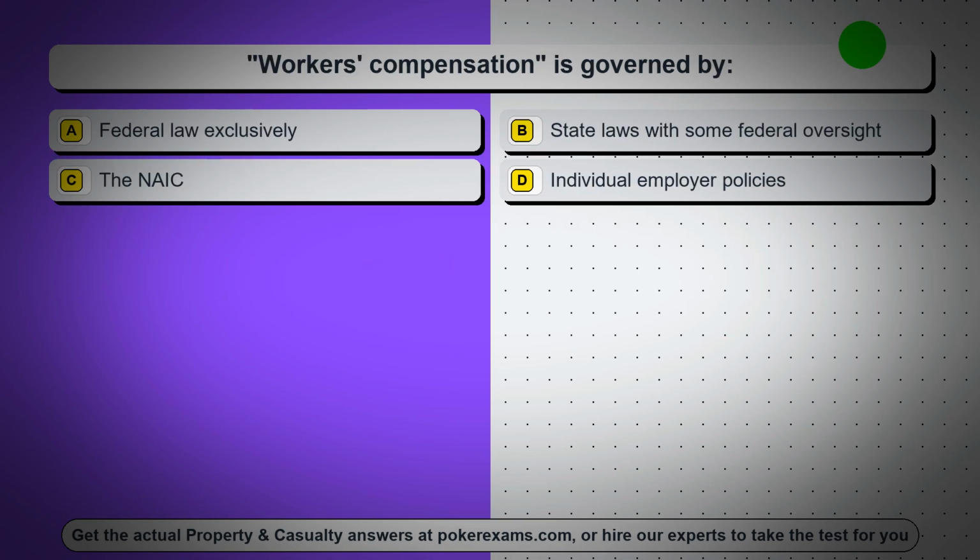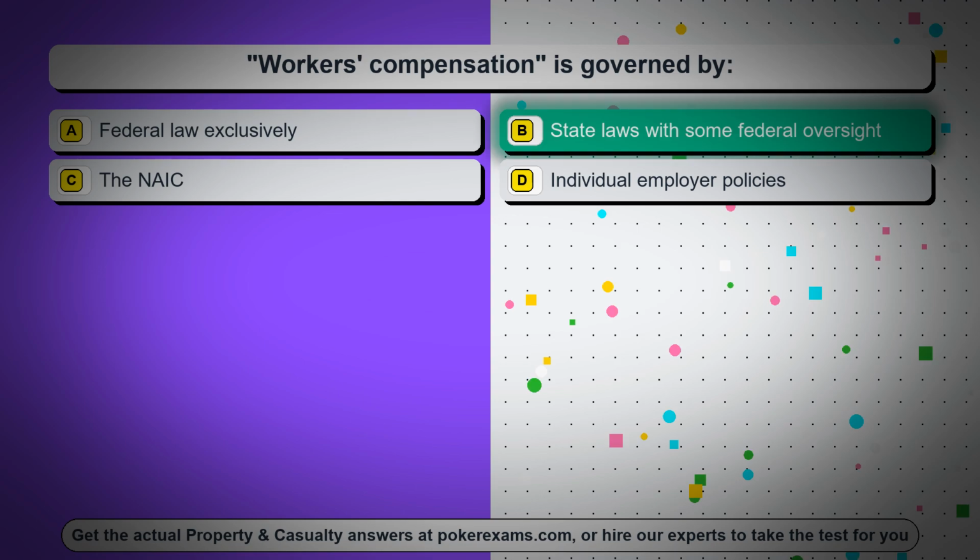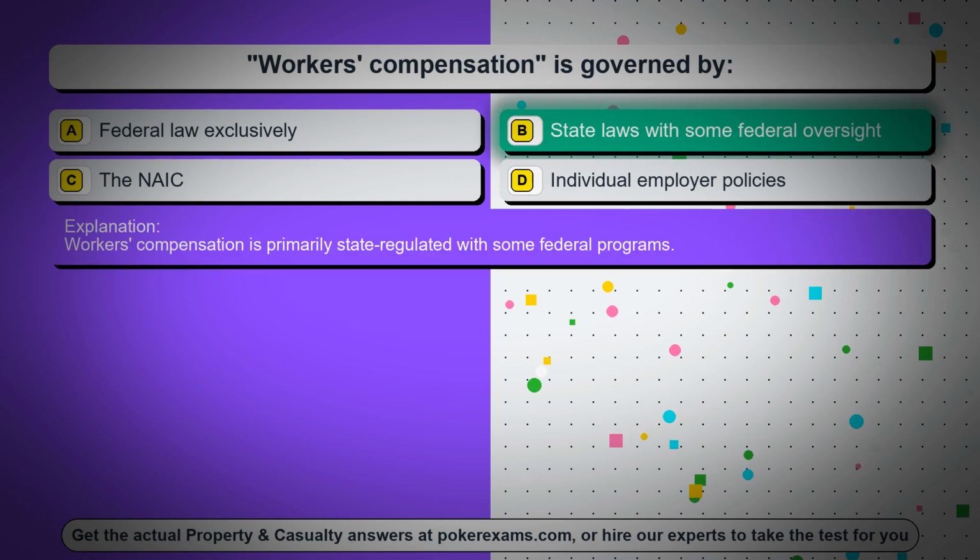Question 46. Workers' compensation is governed by option A, federal law exclusively. Option B, state laws with some federal oversight. Option C, the NAIC. Option D, individual employer policies. The correct answer is option B, state laws with some federal oversight. Workers' compensation is primarily state regulated with some federal programs.